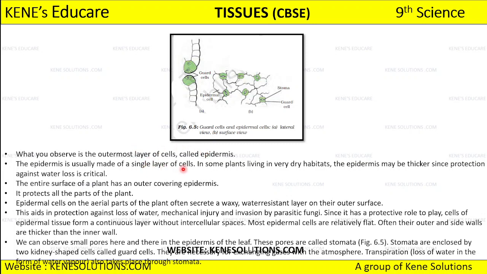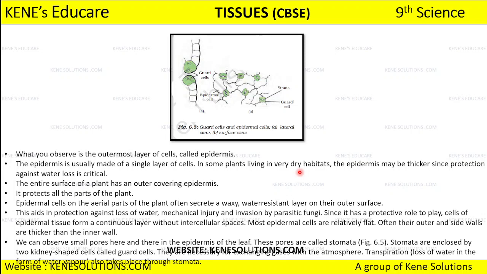किससे बनता है epidermis? It is made up of a single layer of cells, and in some plants who are living in a very dry habitat, अगर आपको कोई ऐसा plant मिल गया है जो बहुत ज़्यादा dry habitat में मिलता है, उनका epidermis जो है, that is going to be thicker. Why thicker? Because they have protection against water loss. The protection that they are having against this water loss is very much critical. Okay, and this occurs only in the dry habitat.